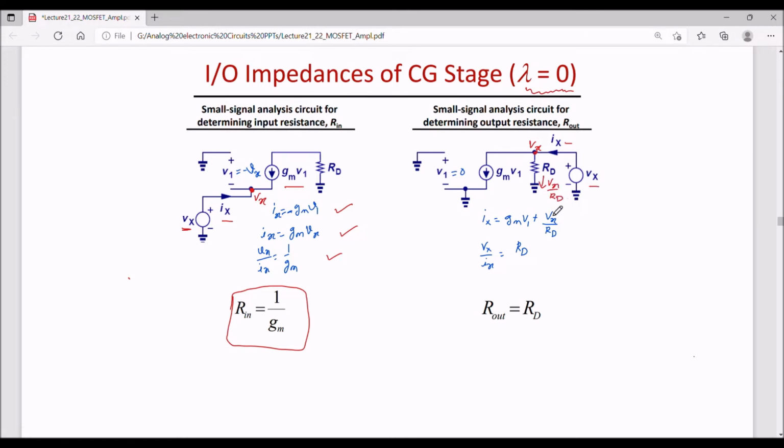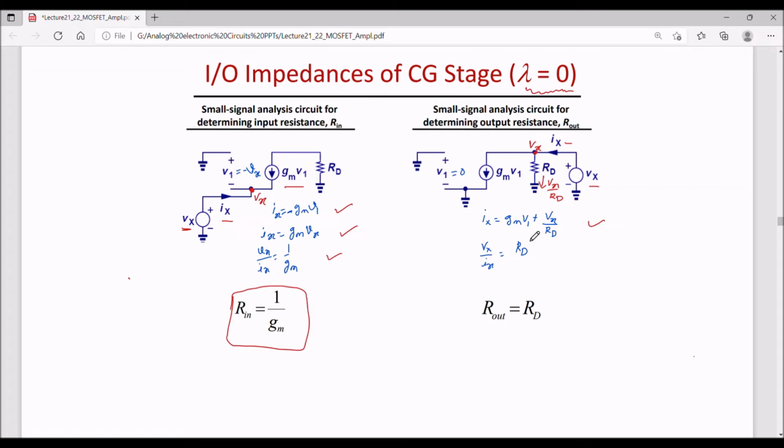So I can write Ix as GmV1 plus Vx by RD. And also you will notice that V1 is 0. Because for finding out the output impedance, one has to ground the gate, short the gate to ground and also the source to ground. So V1 is 0.